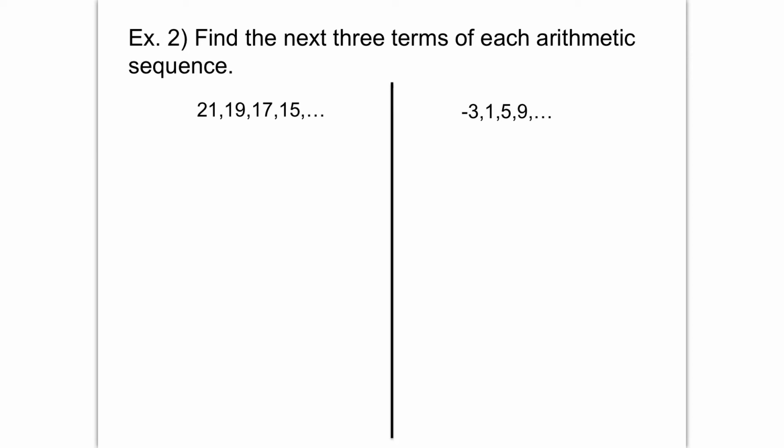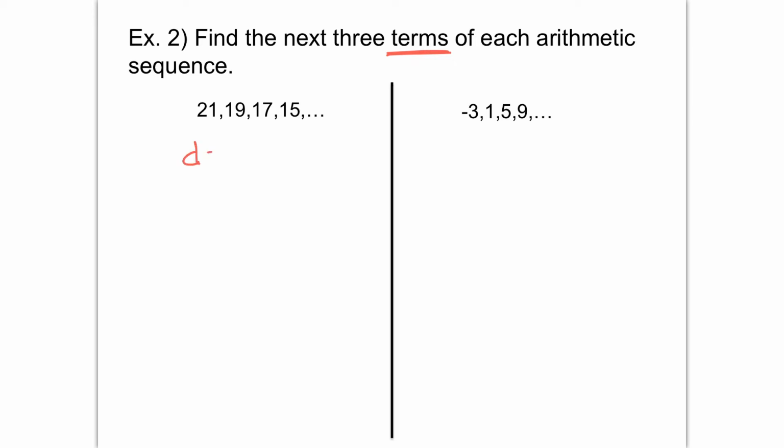All right, so here it says find the next 3 terms of each arithmetic sequence. So what that means is you just keep going to find the next term, or the next 3 terms. I'm going to underline that so we know that we're looking for the next 3 terms. So we have the first sequence, 21, 19, 17, 15. So we have 1, 2, 3, 4. So that means I'm looking for the 5th term, the 6th term, and the 7th term. So 3 more numbers. It keeps going. This is infinite.